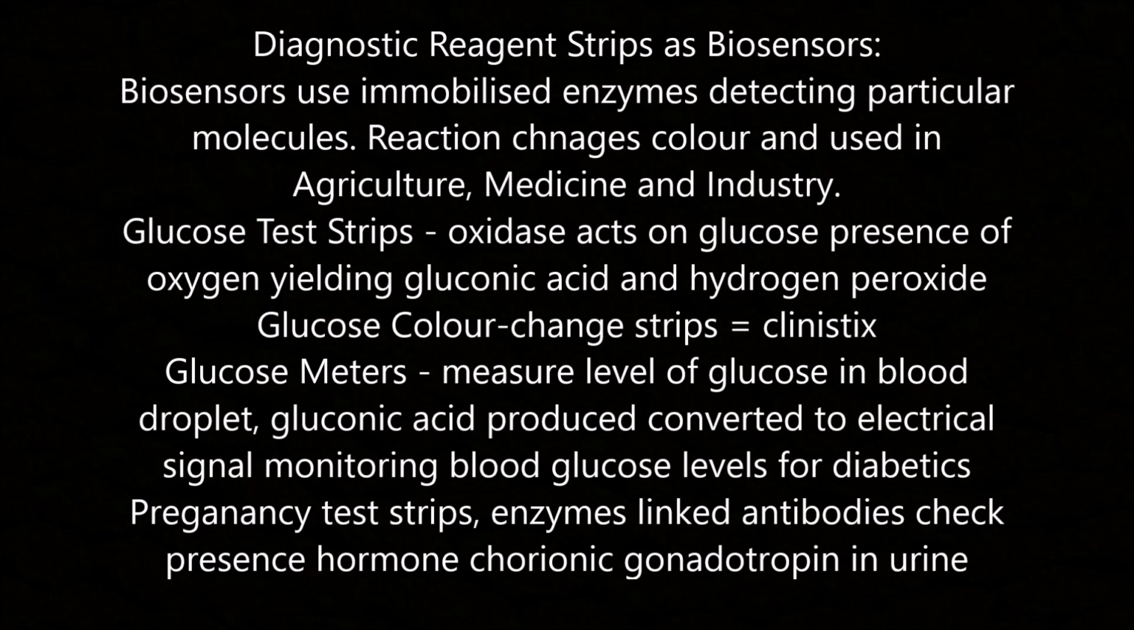Glucose test strips: glucose oxidase acts on glucose in the presence of oxygen, yielding gluconic acid and hydrogen peroxide. The glucose color change strips are the Clinistix, but glucose meters measure the level of glucose in a blood droplet. The gluconic acid produced is converted to an electrical signal, monitoring blood glucose levels for diabetics. And pregnancy test strips use enzymes linked to antibodies to check for the presence of the hormone human chorionic gonadotropin in the urine.